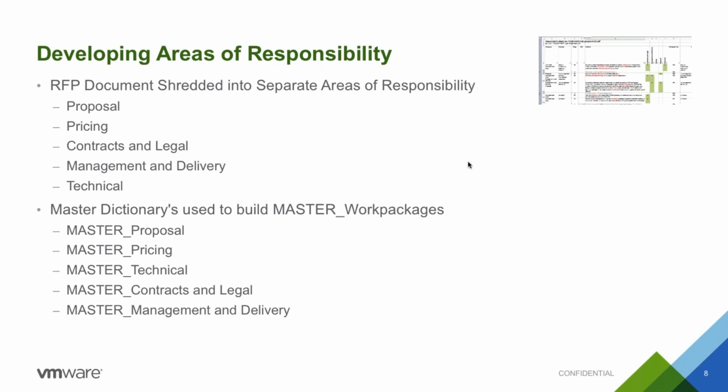So as I mentioned previously, we create various RTMs, requirements traceability matrices for proposal, pricing, contracts and legal, management and delivery, which is basically professional services, and then technical, so basically our products. And we've created 5 dictionaries to be able to generate these RTMs, and we've named them with a standard naming convention. So that's what's shown there.